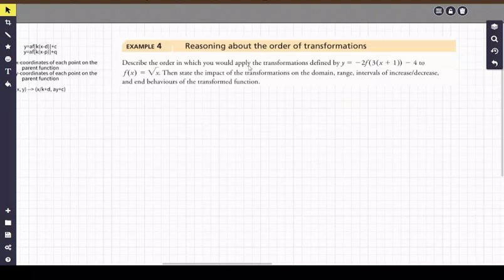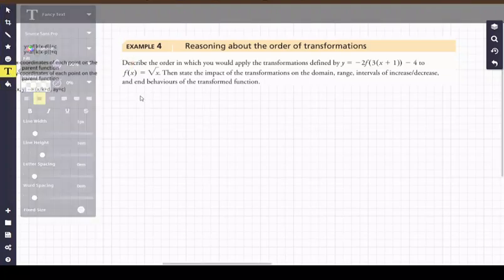Describe the order in which you apply the transformations defined by y equals -2 f of 3 bracket x plus 1 bracket minus 4 to the function f of x equals the square root of x. Then state the impact of the transformations on domain, range, intervals of increase and decrease, and end behaviors of the transformed function. Let's go ahead and look at this. This is a very interesting function. So without getting too stressful, let's go ahead and name what these transformation variables are.